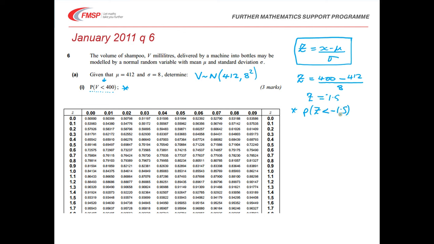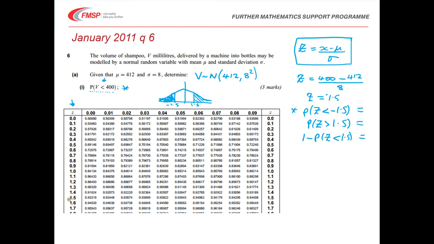Now there are some observations we need to take into account here, and that is symmetry. We don't have a negative z value in the table, so we need to change this into a positive z value. What we recognise is that being less than minus 1.5 is the same as being more than positive 1.5. There are lots of ways of dealing with this, so let's do it step by step. Again, this is now the same as 1 minus the probability of z being less than 1.5. We can now look this up in the table.